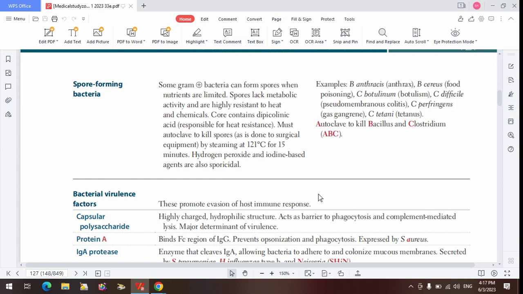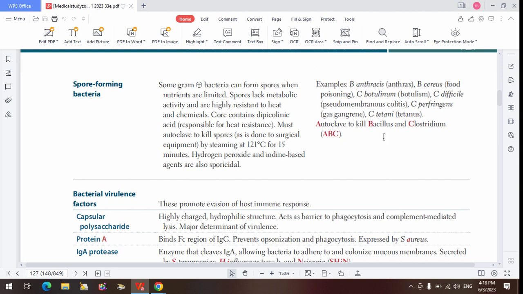Yeah, so when the environment might not be conducive for them, they exist as spores. So you can take them in through this spore. The majority of the time, you actually take them into the body in spore form. When they get into the body, the conditions are more favorable. You have nutrients they can feed on, so they can go back to the normal vegetative form and cause infection.